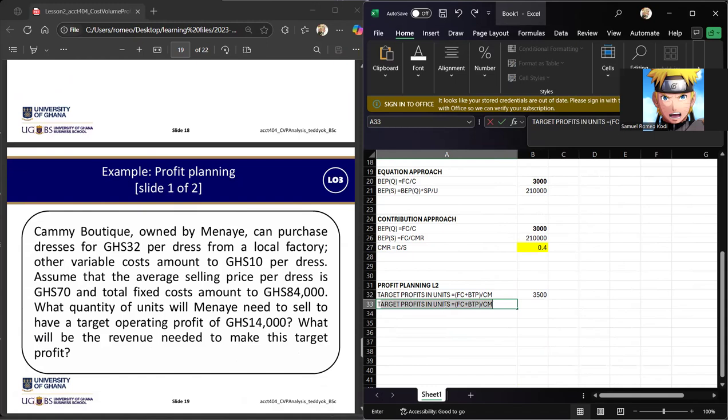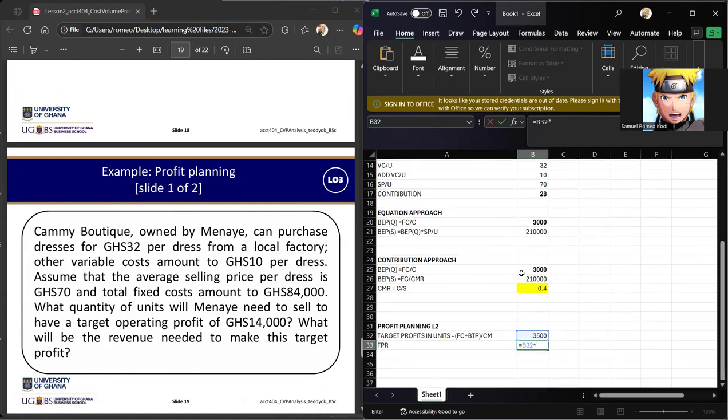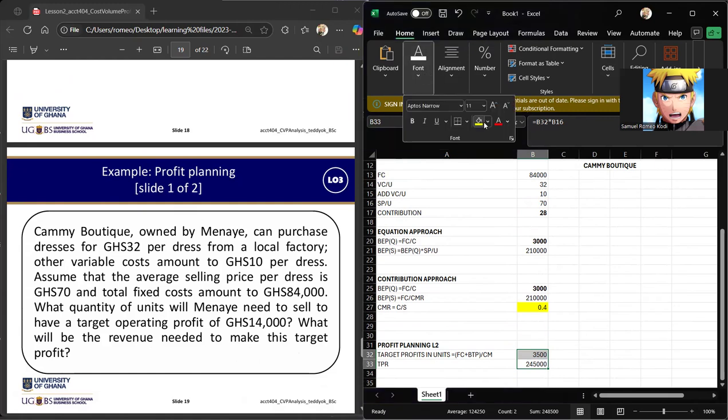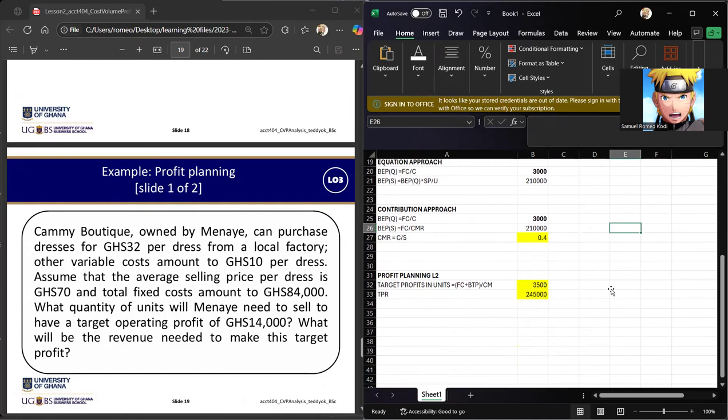So what about target profit and revenue? We've done it already. We just take the unit figure and multiply it by the selling price, and we know our selling price is 70, so you just multiply it and you get this one. So you see the difference here.